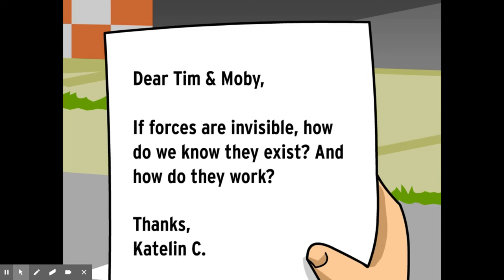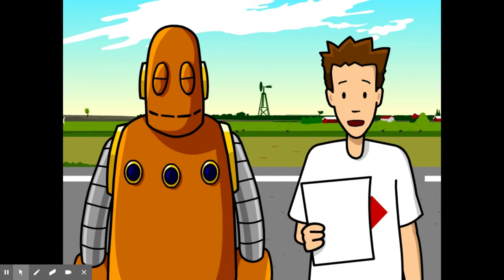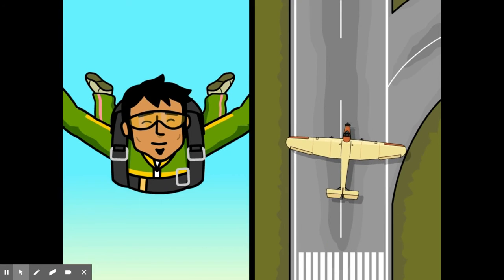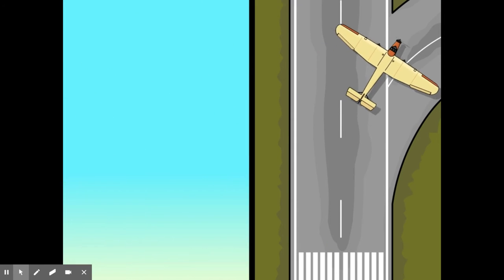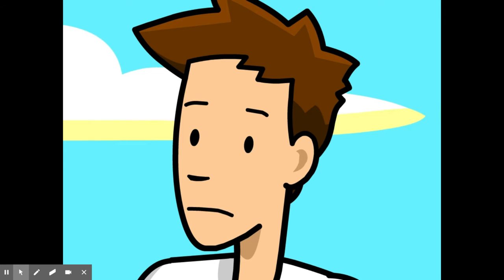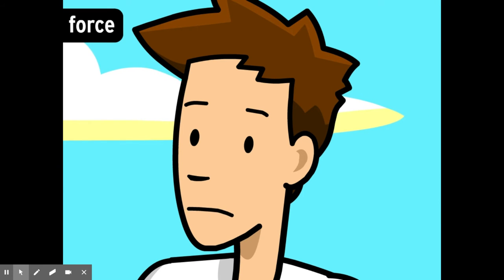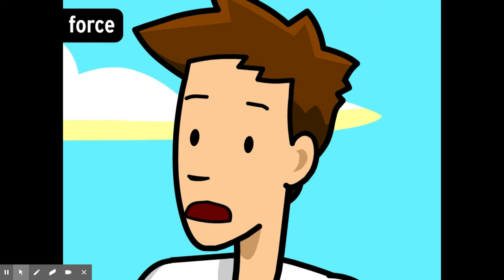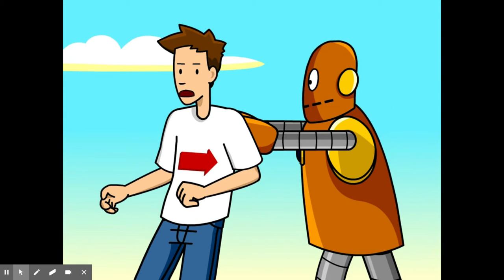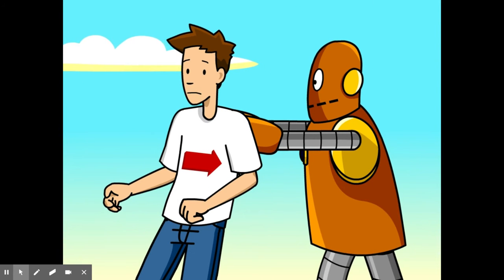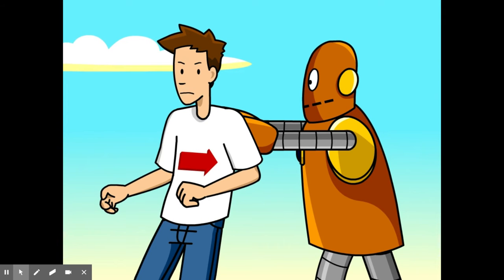Dear Tim and Moby, if forces are invisible, how do we know they exist? And how do they work? Thanks, Caitlin C. Forces are at work all the time, acting on everything around us. We can't see them, but some of their effects are pretty obvious. Like any time an object changes speed or direction. At its most basic, a force is a push or a pull, and it always involves two or more objects. Something providing the push or pull, like Moby, and the thing it affects, like me.